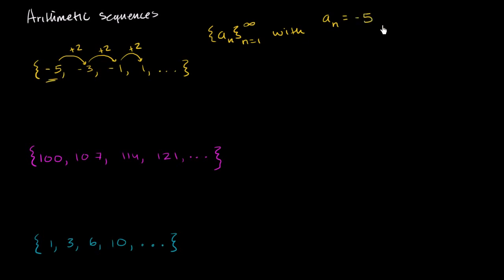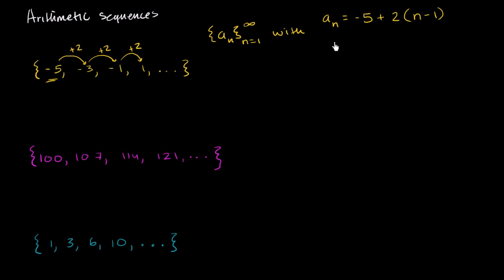It's equal to -5 plus, we're going to add 2 one less times than the term we're at. So for the second term, we add 2 once. For the third term, we add 2 twice. For the fourth term, from our base term, we added 2 three times. So we're going to add positive 2, one less than the index that we're looking at, n minus 1 times. So this is an explicit definition of this arithmetic sequence.